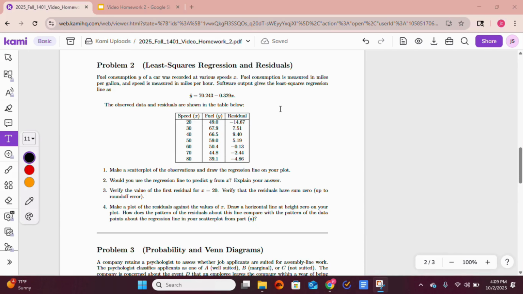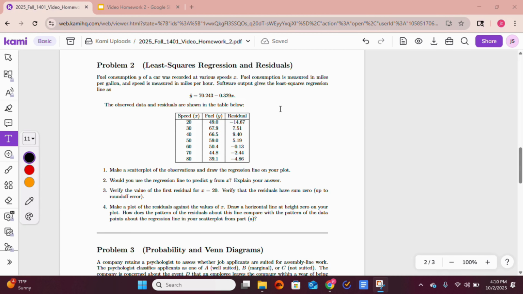Now that we are done with problem 1, we can move on to problem 2, which tells us fuel consumption Y of a car was recorded at various speeds X. Fuel consumption is measured in miles per gallon and speed is measured in miles per hour. Software output gives the least squares regression line as Y = 70.243 - 0.329x. The observed data and residuals are shown in the table below.